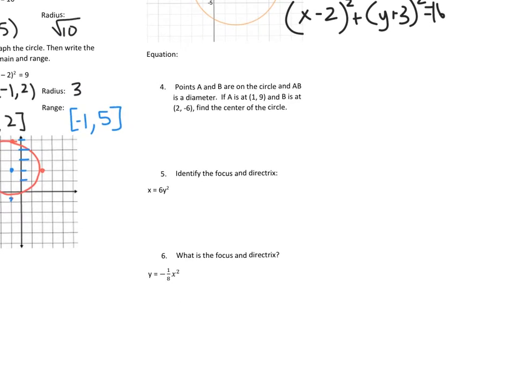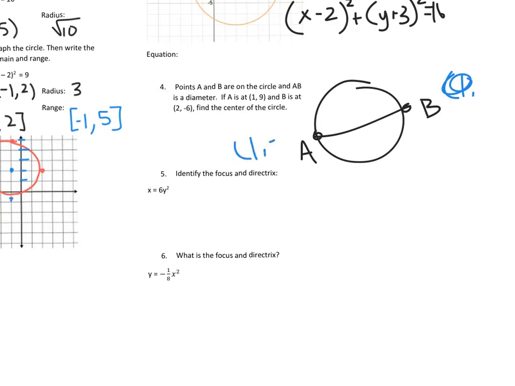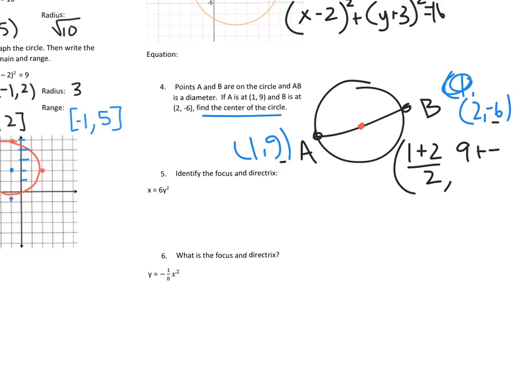Okay, number 4, points A and B on a circle, and AB is a diameter. So here's a diameter. I know this isn't drawn to scale, but if A is at (1, 9) and B is at (2, -6), find the center. For it to be the center and you're given the diameter, the center has to be the midpoint. The midpoint of any 2 points is you average the x's, and then you average the y's. So your midpoint, or the center, is going to be (3/2, 3/2).